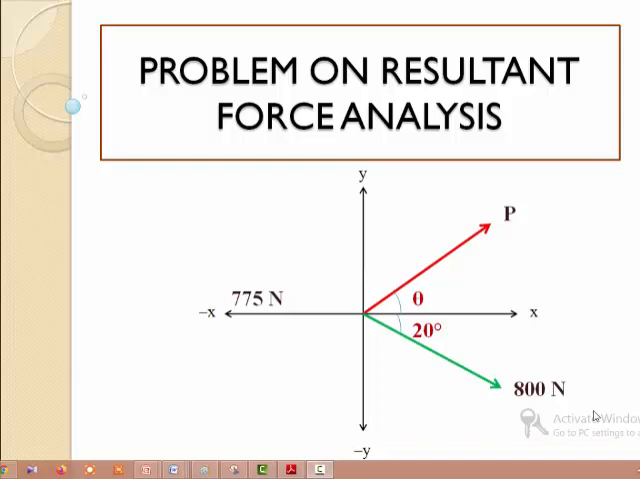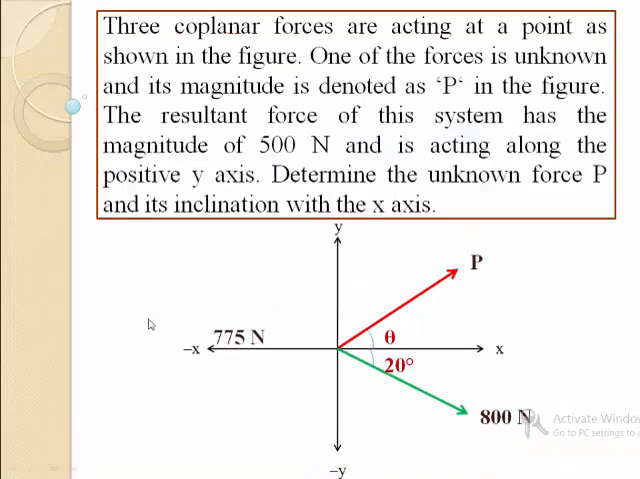In this video, we are going to solve a problem on resultant force analysis in a coplanar concurrent force system. Okay. So this is the problem statement. Three coplanar forces are acting at a point as shown in the figure. One of the forces is unknown and its magnitude is denoted as P in the figure. The resultant force of this system has the magnitude of 500 Newton and is acting along the positive y-axis. Determine the unknown force P and its inclination with the x-axis.